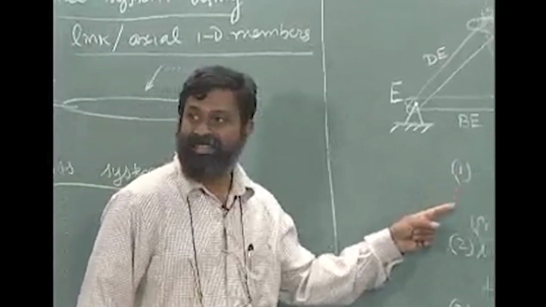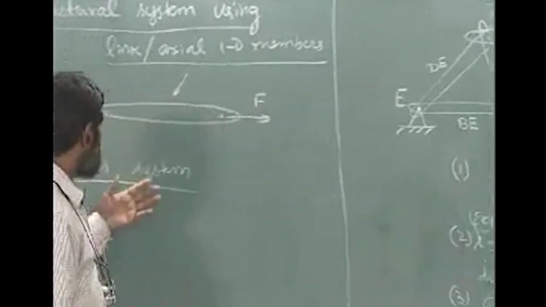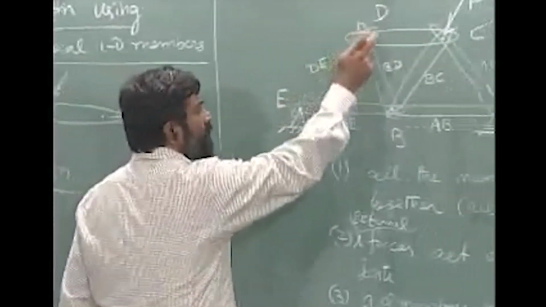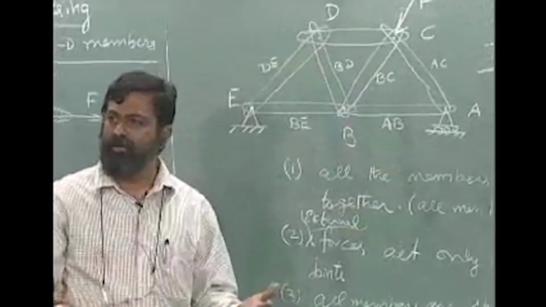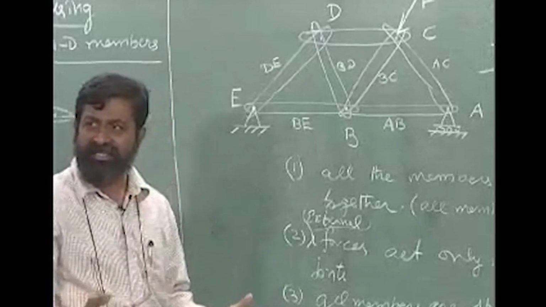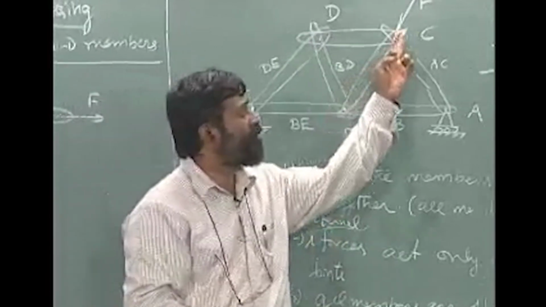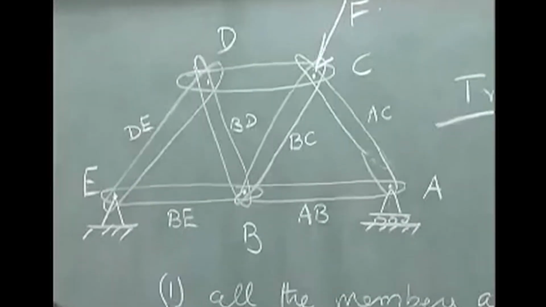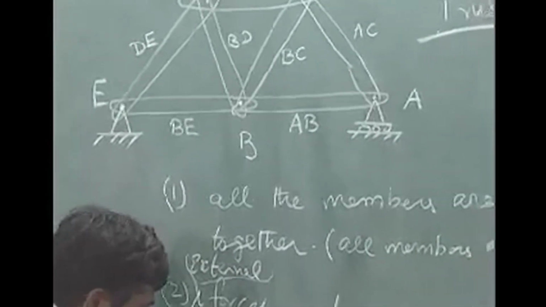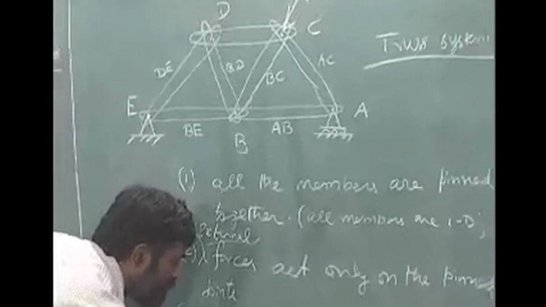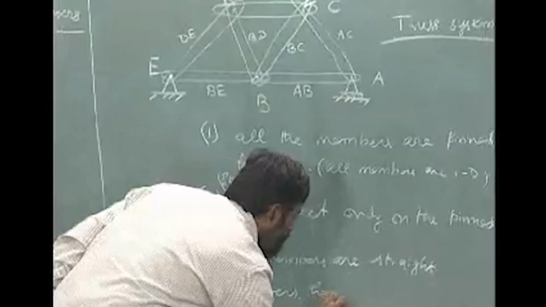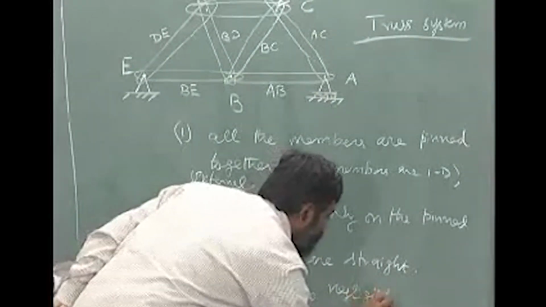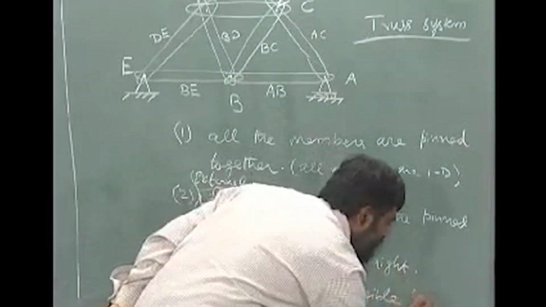One more important thing that I have forgotten here, which I mentioned when I was talking about this, is each of these members are assumed to have weight less than or negligible compared to the forces applied on them. So, we will write members have negligible weight.